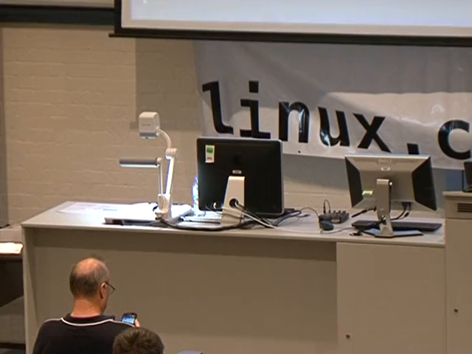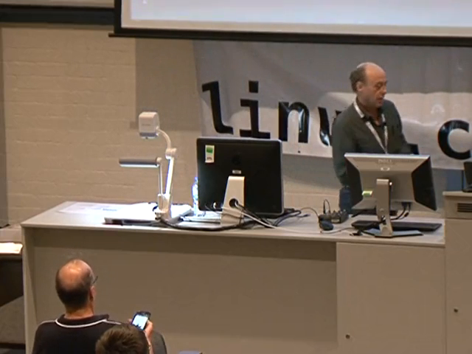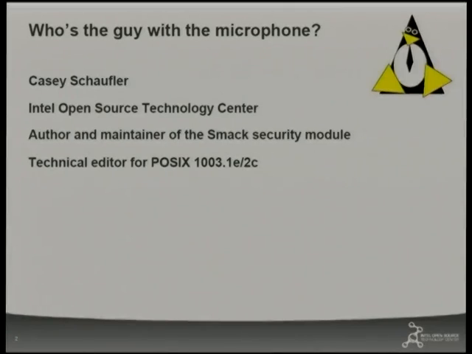I'm J.C. Schaffler. I'm currently employed with the Intel Open Source Technology Center. I'm the Linux kernel maintainer and original author of the SMAC Linux security module. I was the technical editor for the POSIX P1003 1E2C working group. Just for a show of hands, how many people here does that mean anything? Okay, I knew I was going to get at least one.